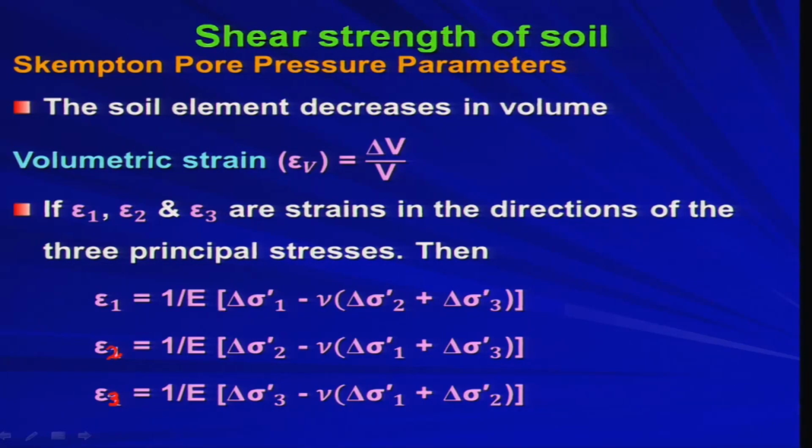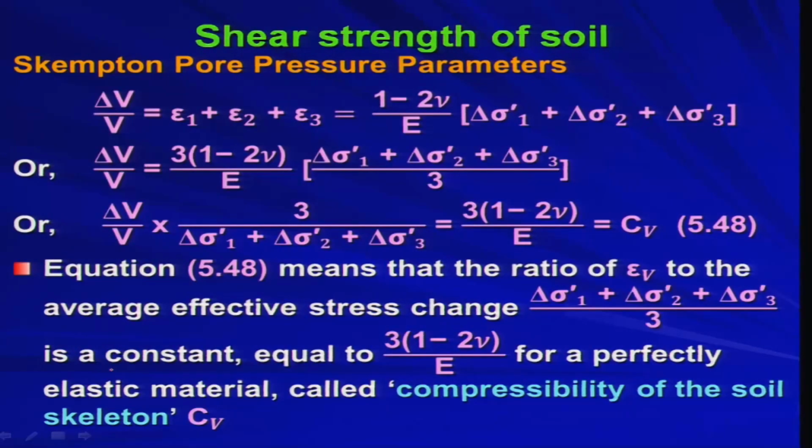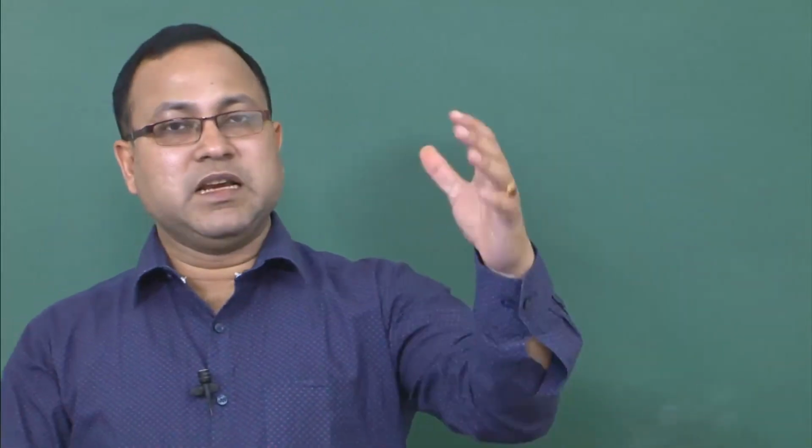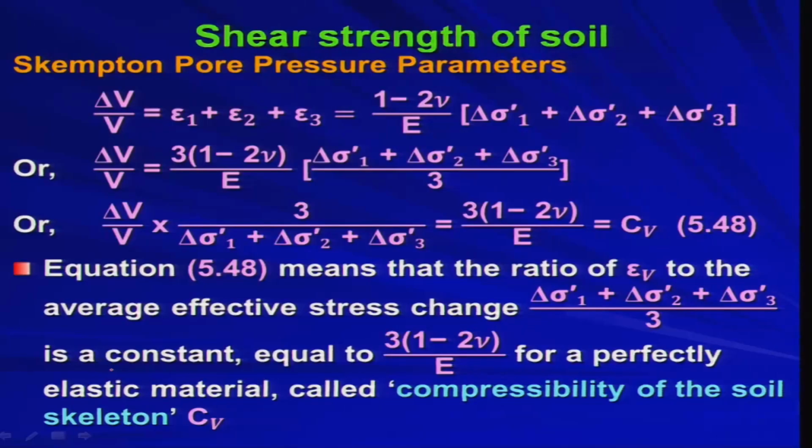We can express all the strain components, epsilon 1, epsilon 2 and epsilon 3, by using Hooke's law. Epsilon 1 is equal to 1 by E into delta sigma 1 prime minus nu into delta sigma 2 prime plus delta sigma 3 prime, where nu is the Poisson ratio. Similarly, I can express epsilon 2 and epsilon 3. Now, what is the volumetric strain? If you recall your mechanics background, delta V by V is the volumetric strain, which is equal to epsilon 1 plus epsilon 2 plus epsilon 3. From the previous expressions, delta V by V is equal to 1 minus 2 nu divided by E into delta sigma 1 prime plus delta sigma 2 prime plus delta sigma 3 prime.